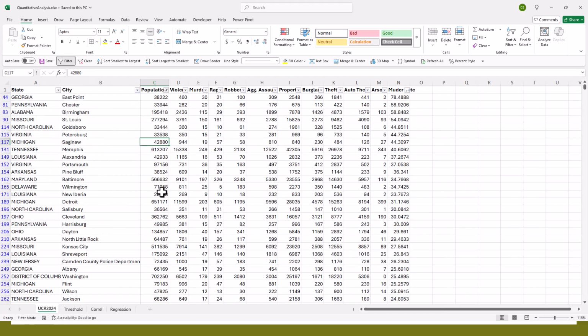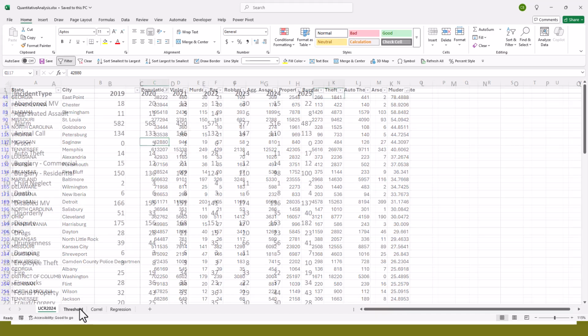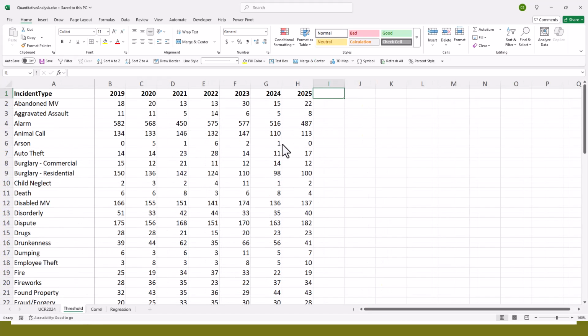Moving on, we're going to look at central tendency and variance in the context of a common technique called threshold analysis. And if you're taking one of my crime analysis courses, this will become important in a few weeks when we talk about tactical crime analysis.